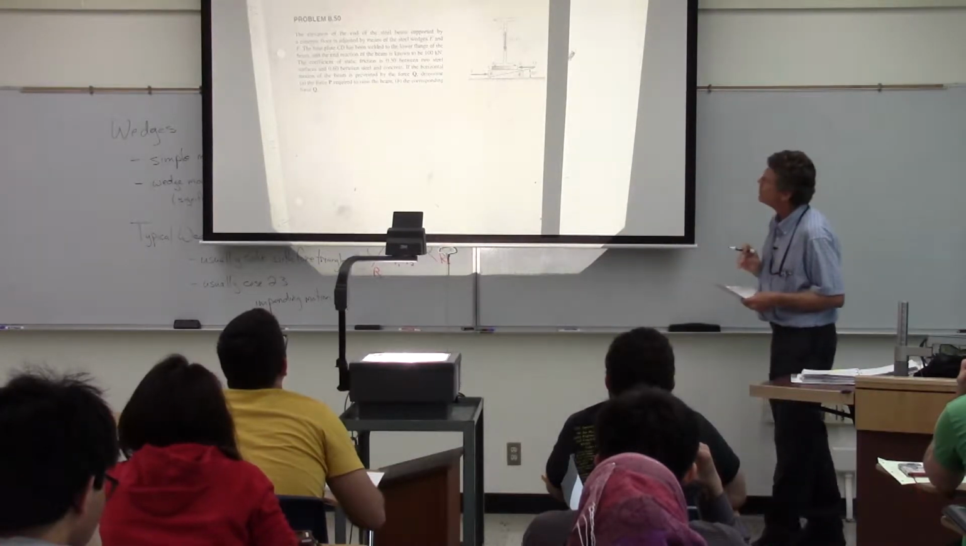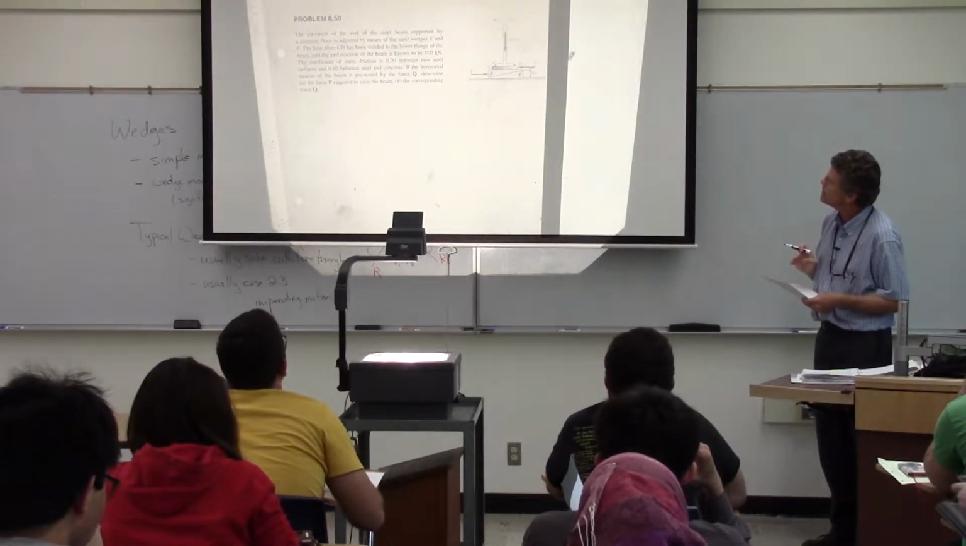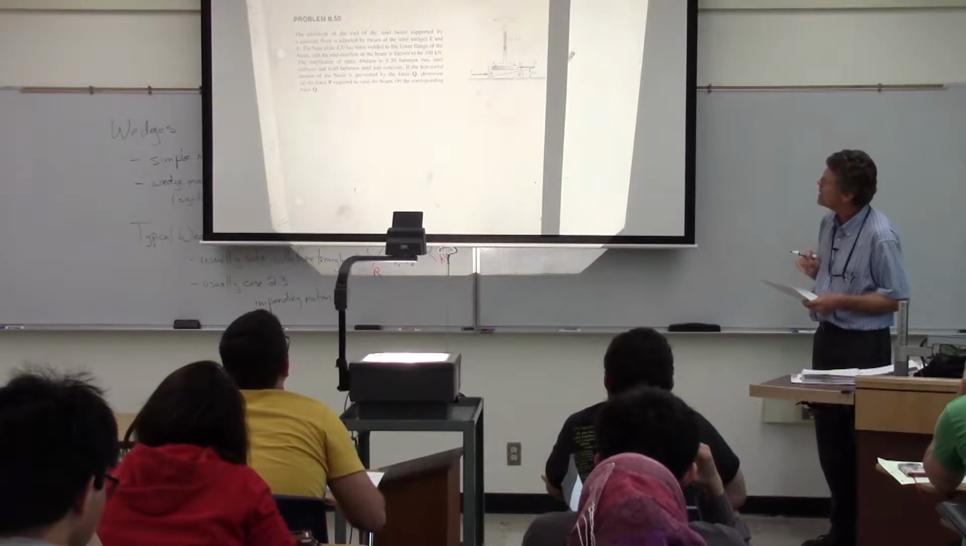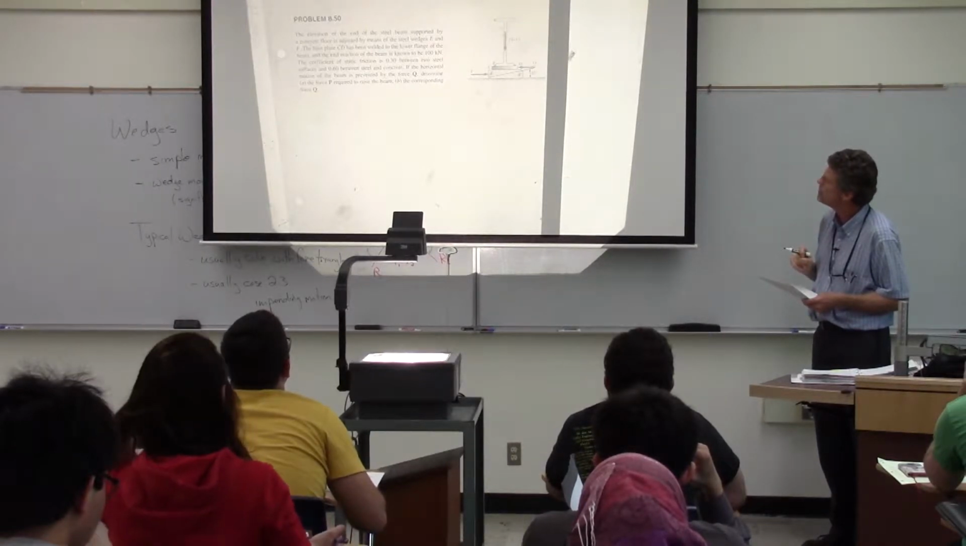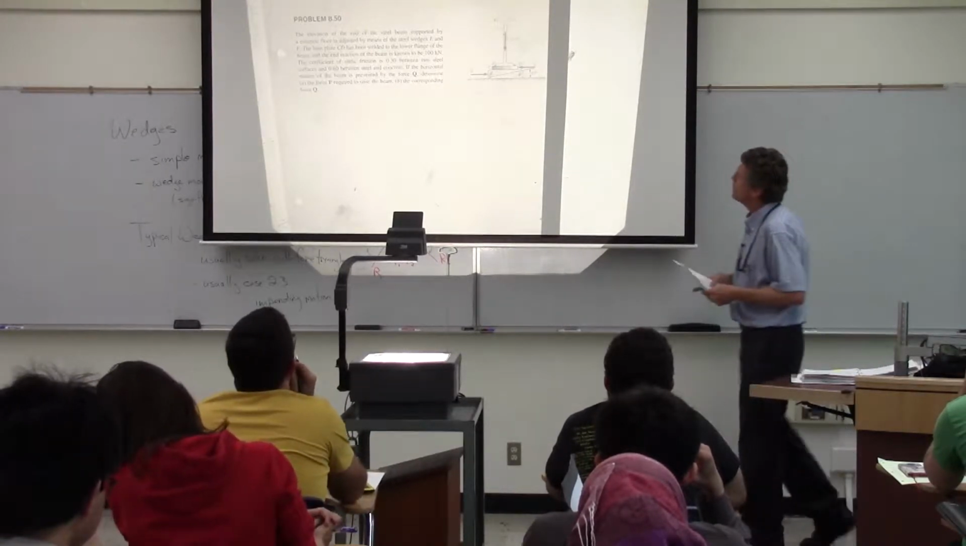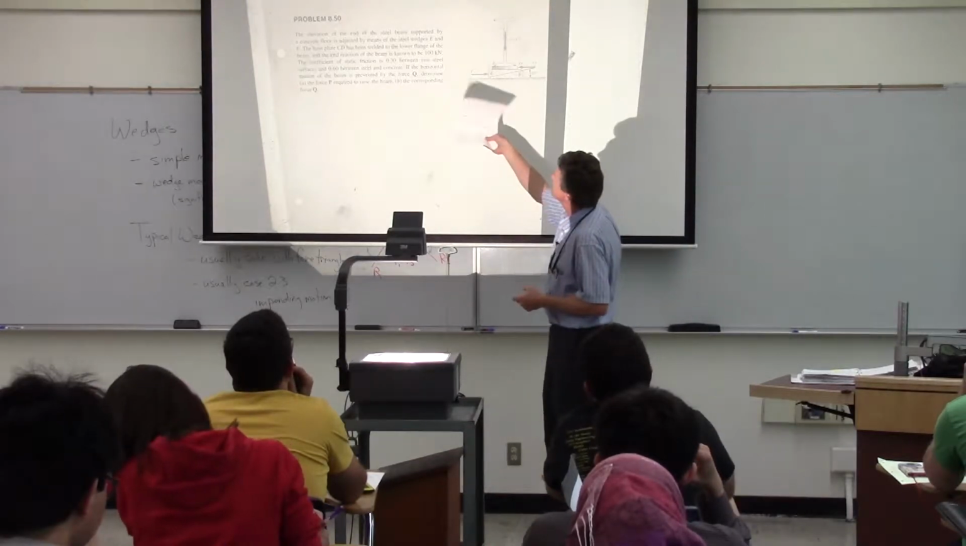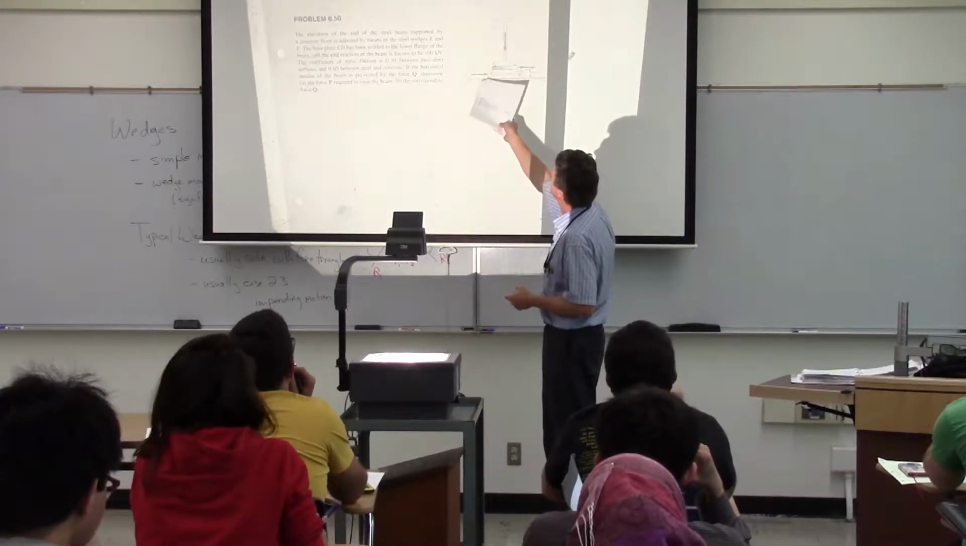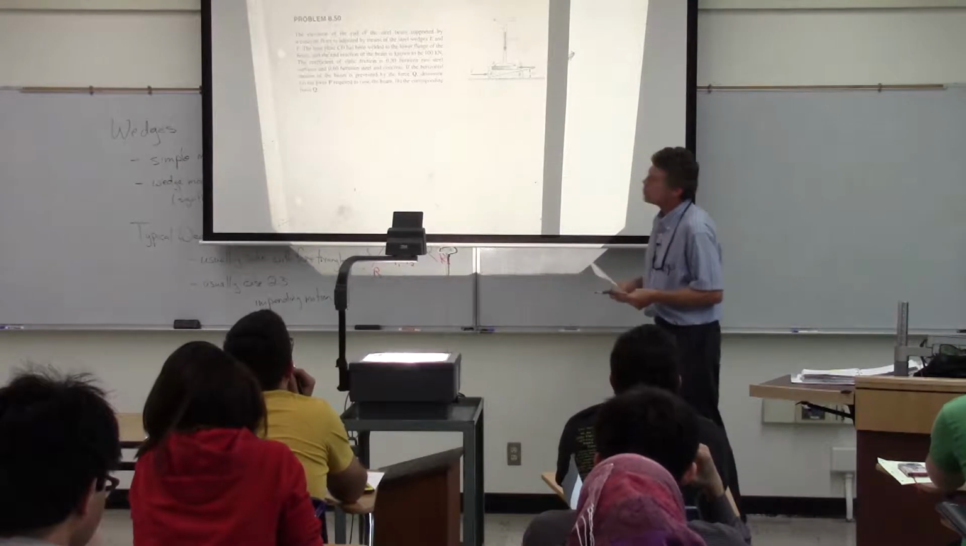Wedge F is sitting on the ground and then attached to E. E is in contact with F, and then there's that member CD there. And what we're going to be asked to do in terms of this is, part 1, determine the P required to raise the beam.